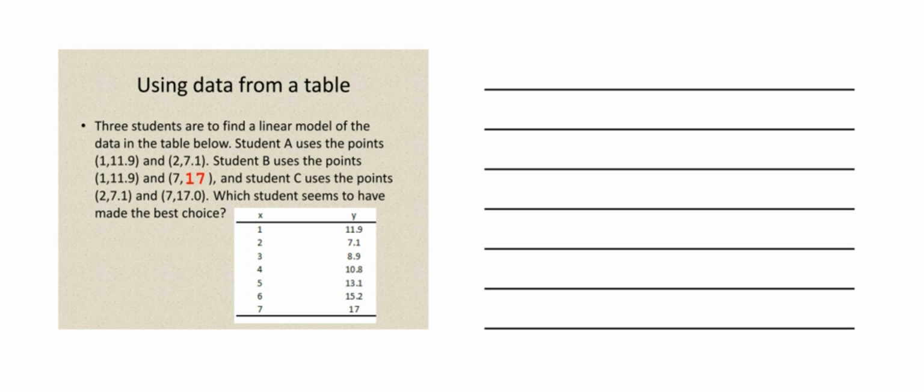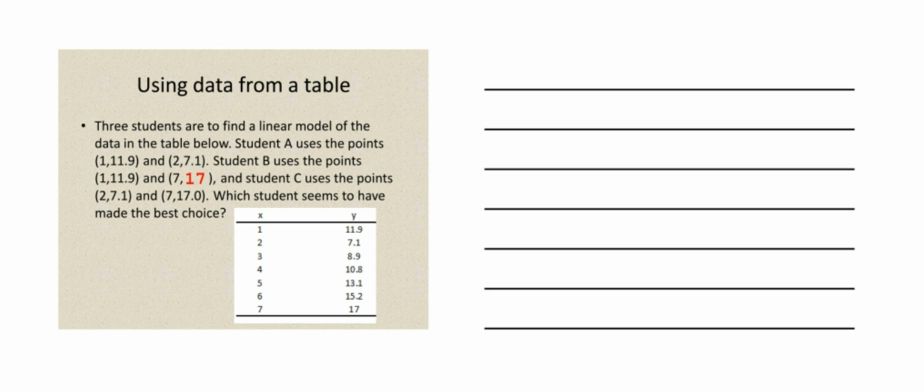Do notice, I've corrected one of the values, right? It's in red. I have it as 17 instead. So once again, I recommend you read word problems at least 2 to 3 times. So 3 students are to find a linear model of the data in the table below. Student A uses the points (1, 11.9) and (2, 7.1).